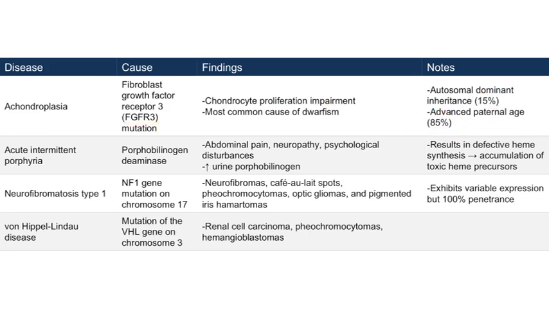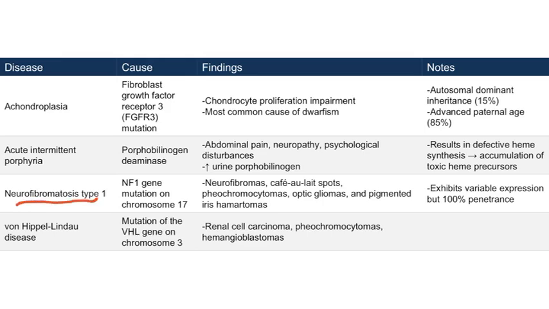Acute intermittent porphyria is caused by mutation affecting porphobilinogen deaminase. This is an enzyme associated with heme synthesis, so a defect can result in defective heme synthesis, leading to an accumulation of toxic heme precursors. Findings include abdominal pain, neuropathy, and psychological disturbances, as well as elevated porphobilinogen in the urine.